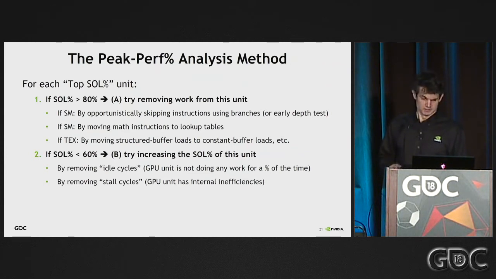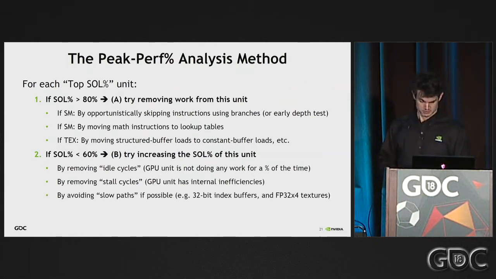There can also be stall cycles, which are internal inefficiencies inside the unit. For example, if the texture unit is missing in its cache, it has to wait for the L2 to return the data. So during this time, it's stalling on the L2 cache.